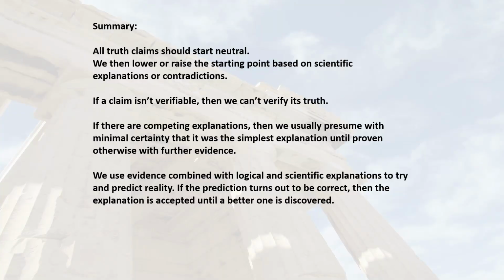So that's all for the claims. I hope I've given you a solid framework for analysing claims. Here's a summary. All truth claims should start at 50%, meaning neutral, and then lower or raise the starting point based on scientific explanations or contradictions. Not that scientific explanations are immune to error, but this simply means that there is overwhelming evidence and a model that reliably predicts reality. If a claim isn't verifiable, then we can't verify its truth.